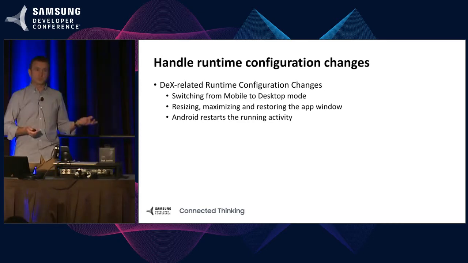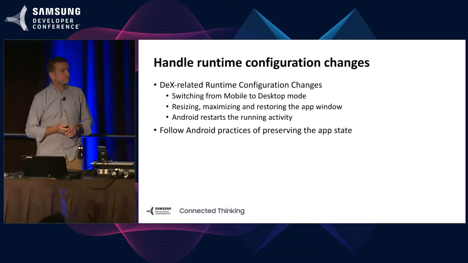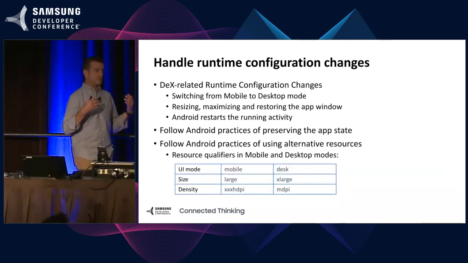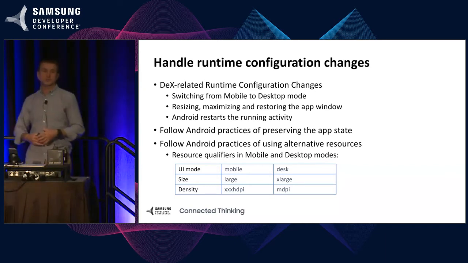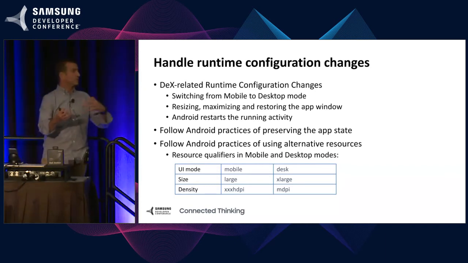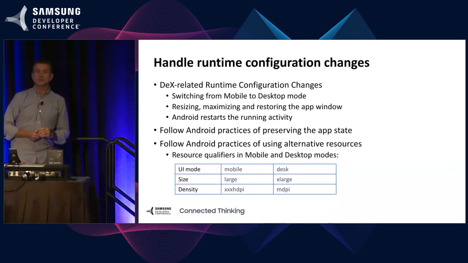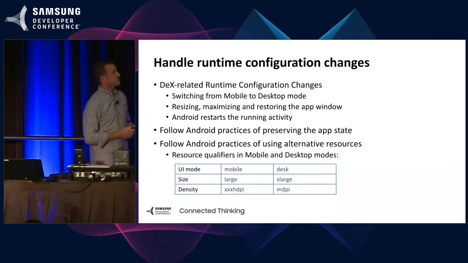So you really have to think about how to preserve the app state and provide a smooth user experience. And of course, there are best practices. We all know how to do it. Except maybe we should mention a couple of new resource qualifiers. I'm sure you're all using Android resources, alternate layouts, alternate drawables, alternate text for different configurations. So with DeX, you'll have a desk qualifier, which just works as a suffix in your resource folder. And the density will be MDPI.